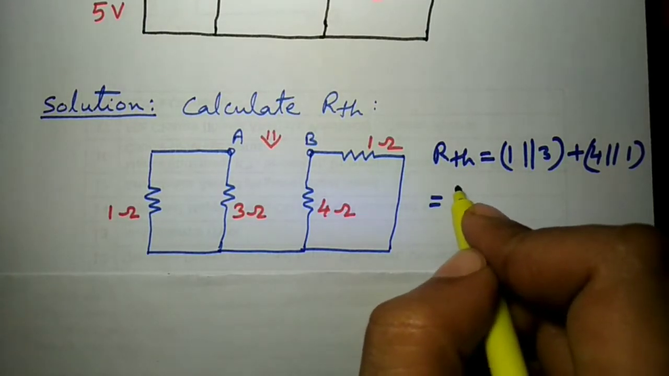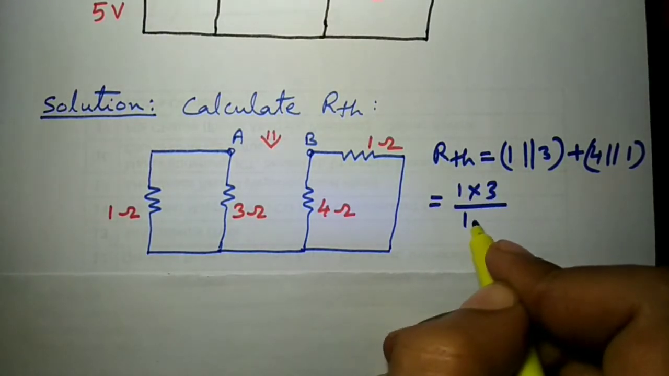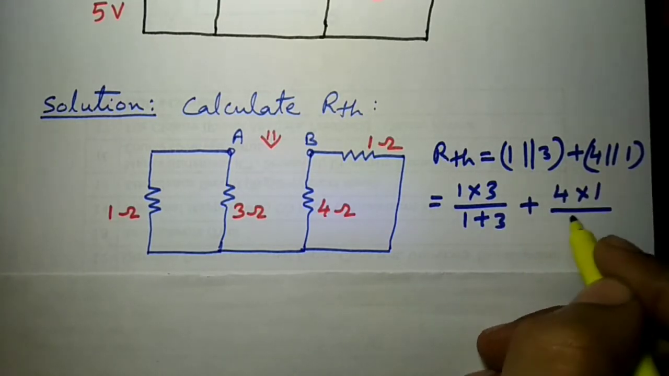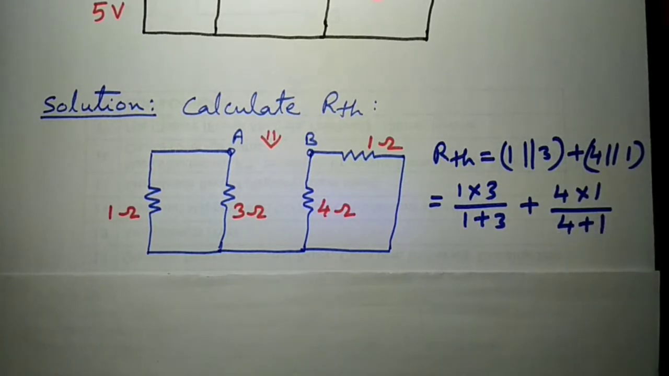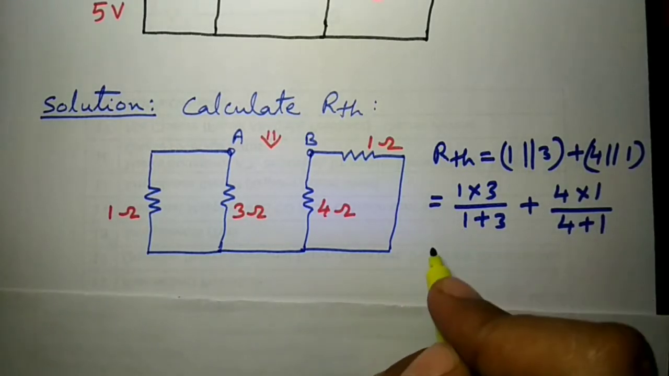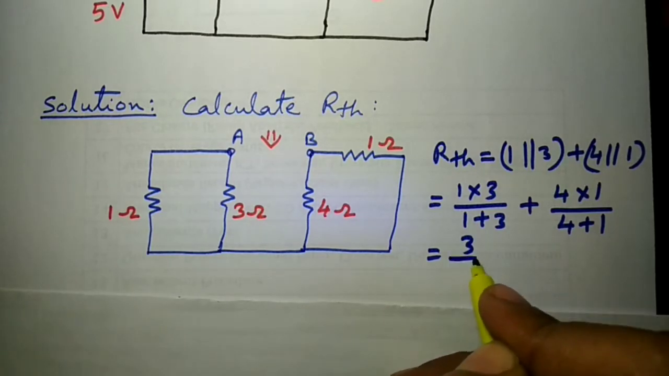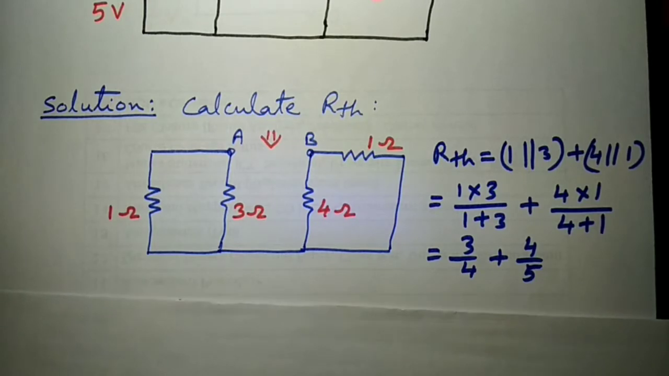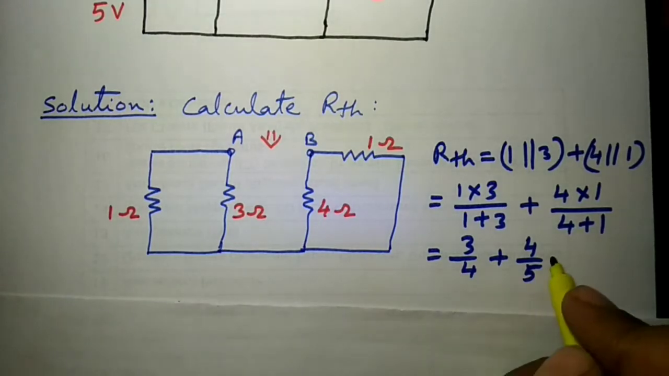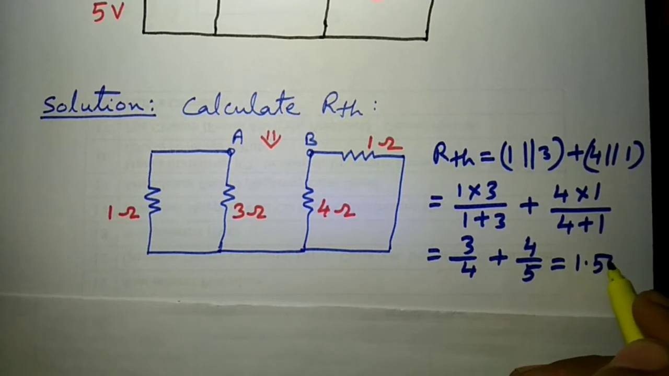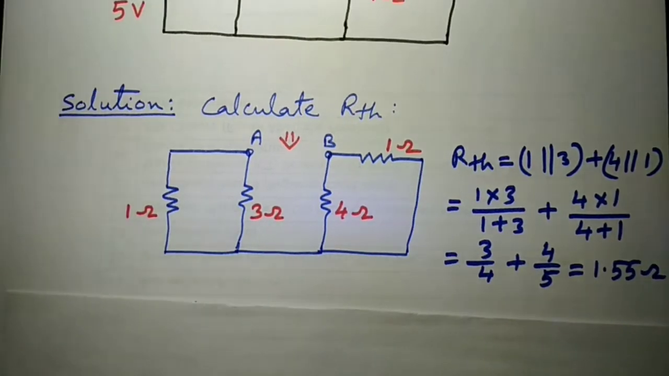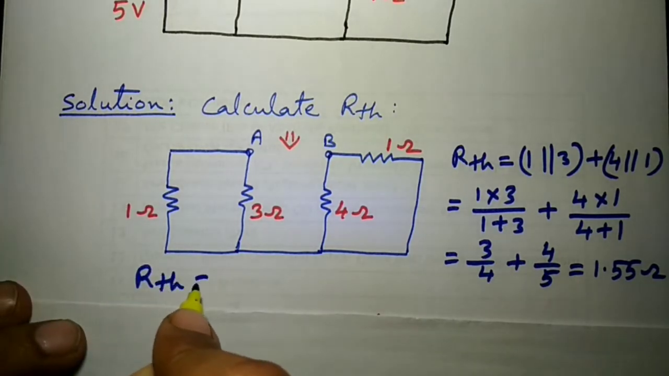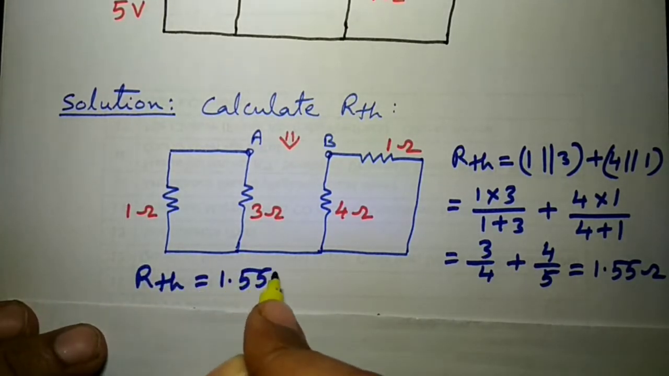So it is 1 into 3 by 1 plus 3 plus 4 into 1 by 4 plus 1. So it will be 3 by 4 plus 4 by 5. So finally the value will be 1.55 ohms. That means the RTH of the circuit is 1.55 ohms.